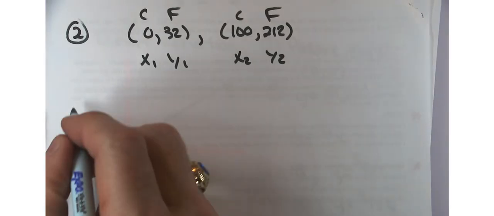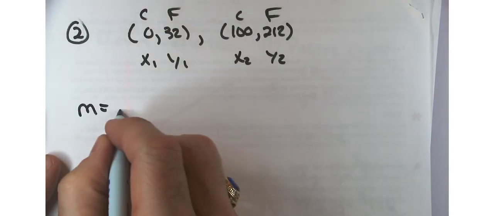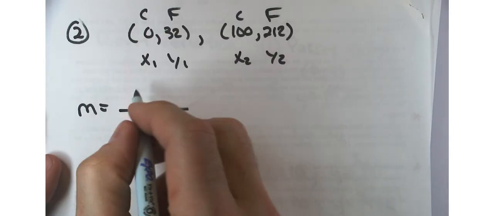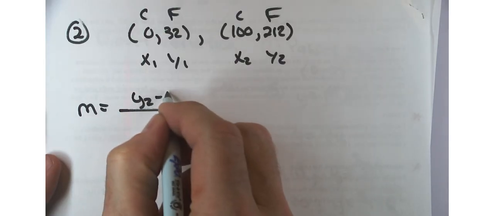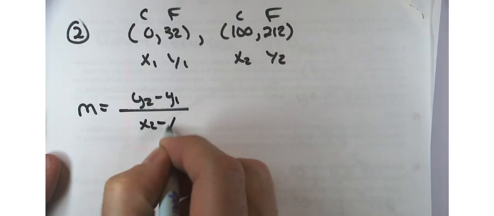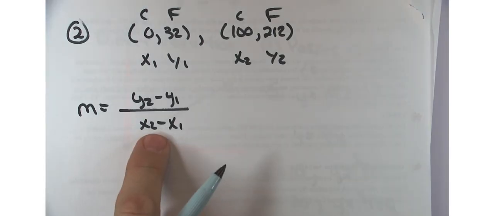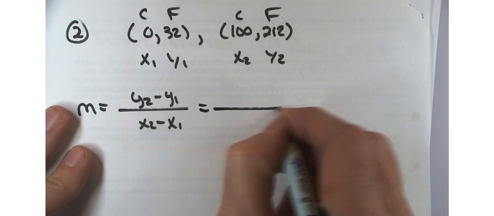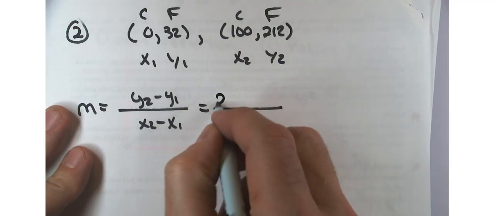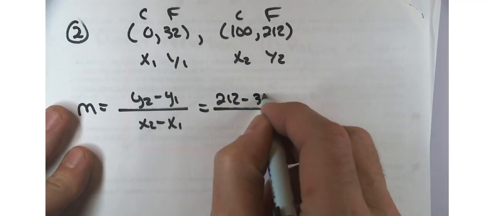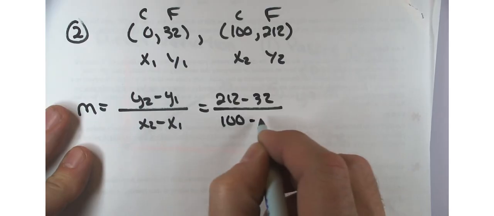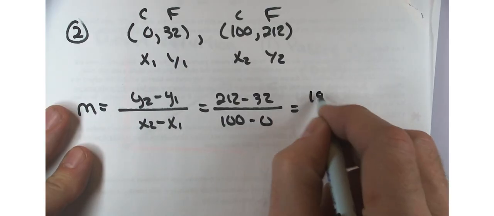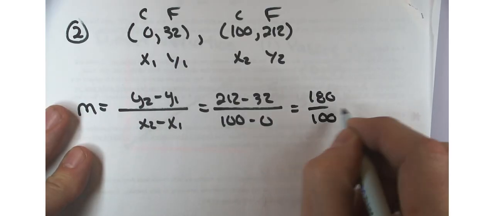So our slope formula is the difference in the y coordinates divided by the difference in the x coordinates. And the thing that I would say about this is you've got to be consistent in which order you subtract those things. So in the numerator, it's going to be 212 minus 32. In the denominator, it's going to be 100 minus 0. So we get 180 over 100.